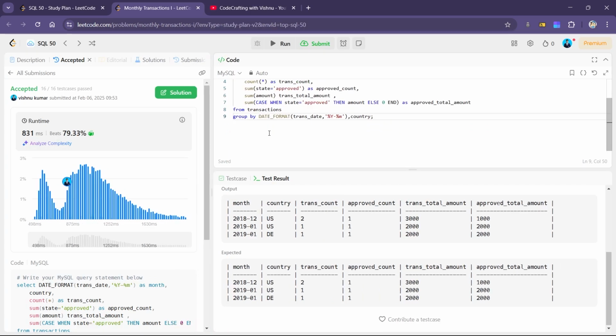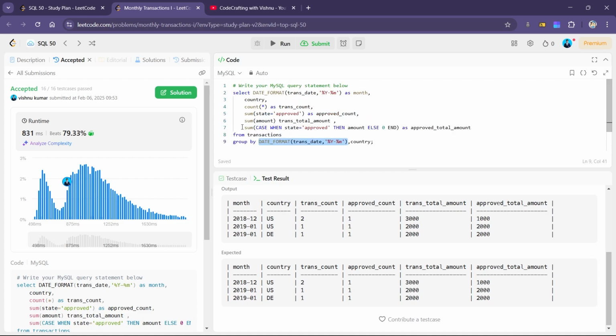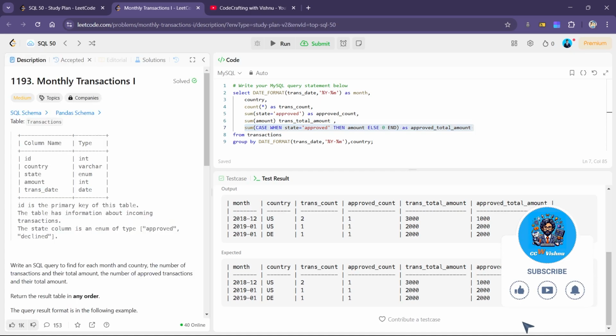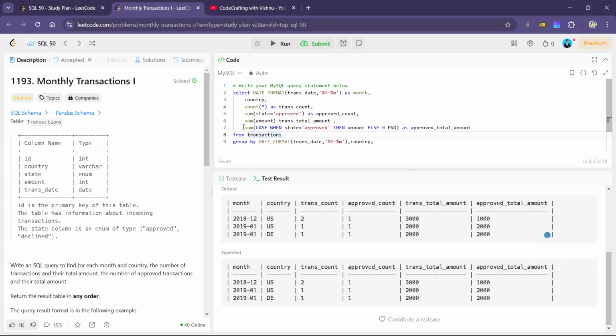So the main thing here is to group it by month of that year, and the other things are these. The question might seem complicated as this is a medium question, but this is a simple select statement. The main thing to understand here is how to write this select statement to get the desired result. So here we have used mainly the sum function in a different way.